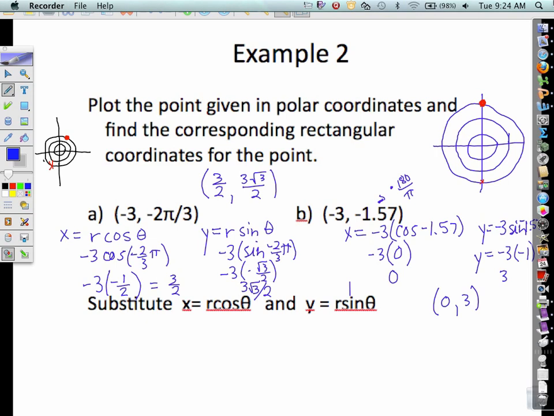All right, I'm going to go ahead and pause the video here, and in the second video we will finish with the polar coordinates and also with doing more converting and using some equations.